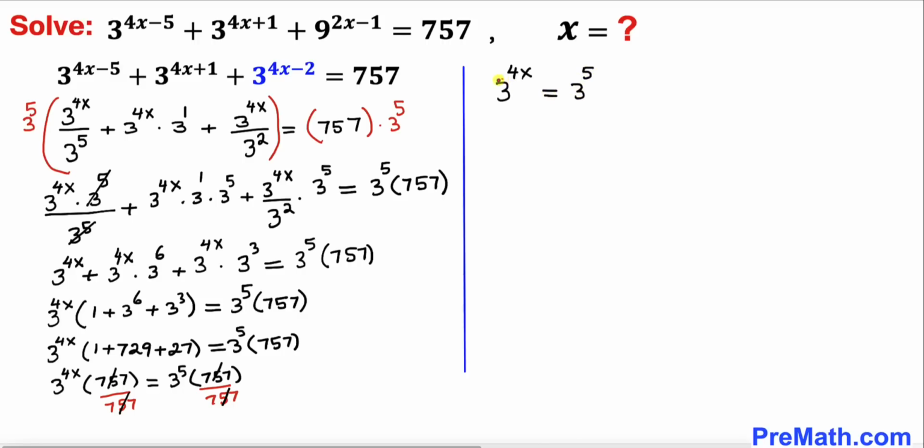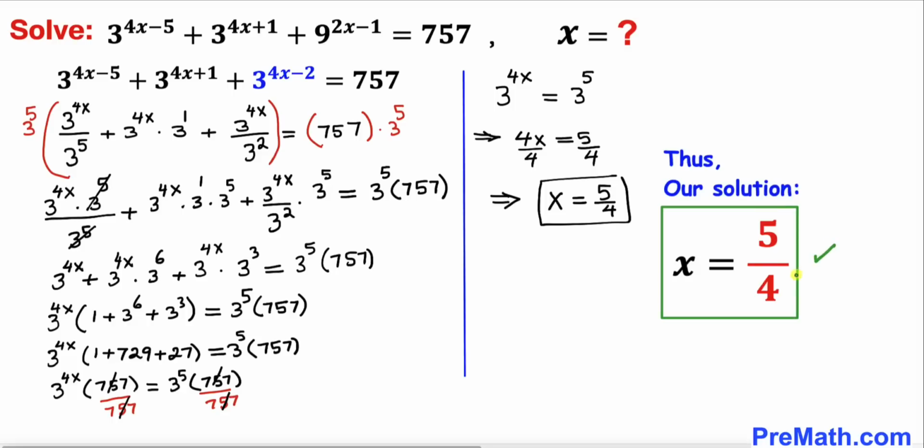And now we can see our bases on both sides are the same. So that means we can equate our exponents as well. So therefore we got 4x equals 5. Let's go ahead and divide both sides by 4 to isolate x. So that means our x value turns out to be simply 5 over 4. And here's our solution, 5 over 4.